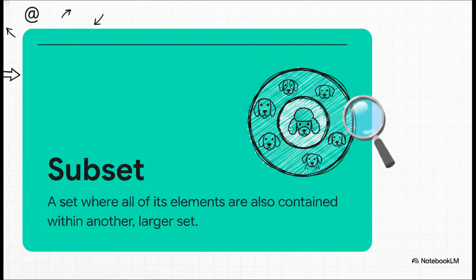So what exactly do we mean by subset? It's simple, really. It just means that every single thing that's in set A is also inside set B. Visually, it's not just 2 circles overlapping. It's one circle drawn completely inside the other one. A good way to think about it is that poodles are a subset of dogs. Every single poodle is also a dog.